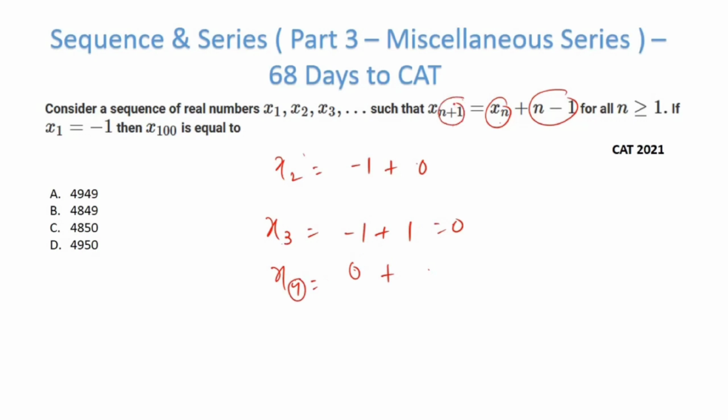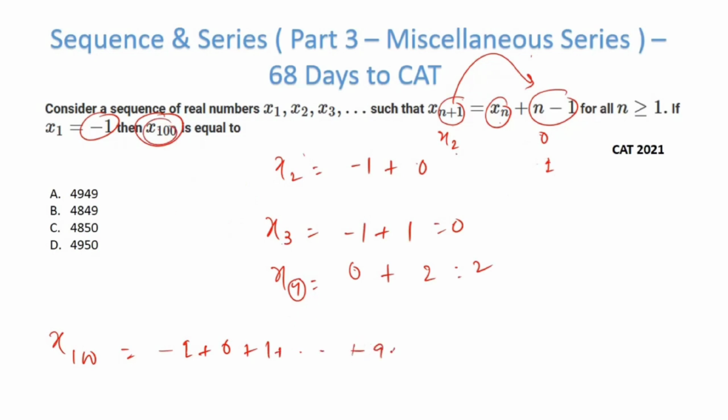Next x4 will become x3, which is 0, plus 2. Note the pattern. Here I have n plus 1, here I'll have n minus 1, so a difference of 2, so this becomes 2. So x100 will be what? Starting with minus 1, what is the pattern building up to be? You have to realize that x2 will have 0 here, x3 will have 1 here, and so on and so forth. So x100 will bring a 98 here. So minus 1, and then I have 1 to 98.